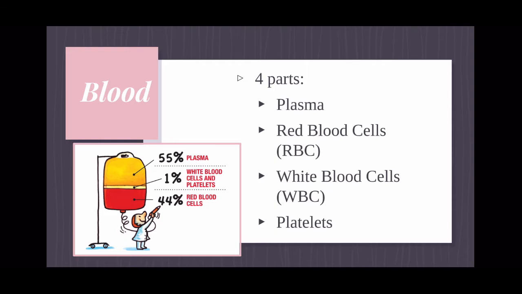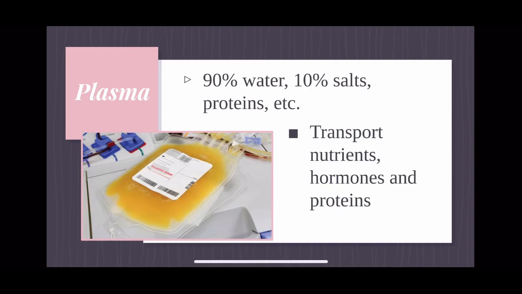We also have white blood cells. We abbreviate white blood cells as WBC. And the fourth part is platelets. So if you look in that diagram again, plasma makes up the highest percentage at 55%. White blood cells and platelets make up about 1% of your blood, so you don't have a lot of those, but white blood cells and platelets are super important. And then the other 44% is going to be those red blood cells. So let's talk about the function of each of these.